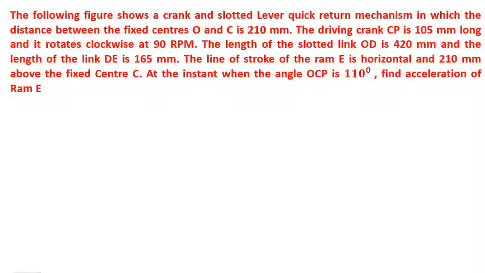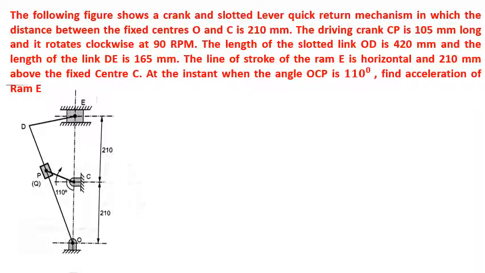So next one, we are going to solve a problem based on Coriolis component of acceleration. The statement of the problem is, the following figure shows a crank and slotted lever quick return mechanism in which the distance between the fixed centers O and C is 210 millimeter. The driving crank CP is this one, 105 millimeter long, and it rotates clockwise at 90 rpm.